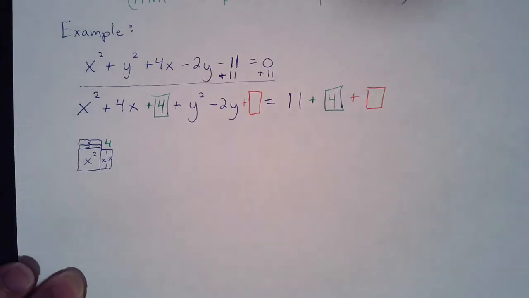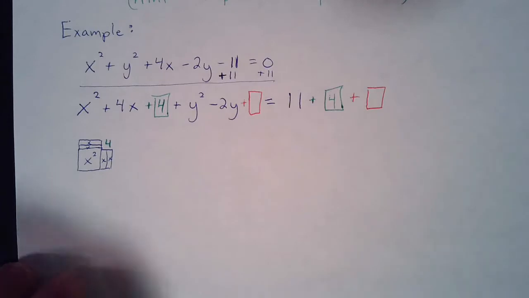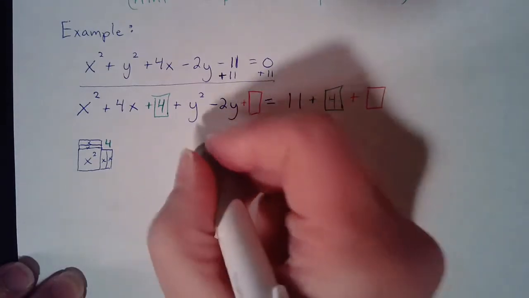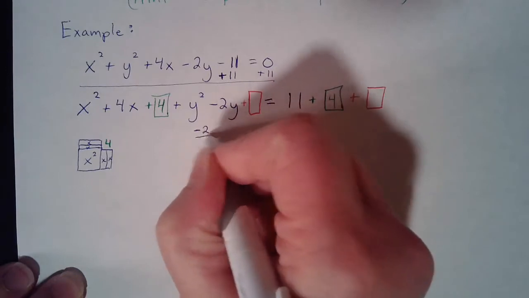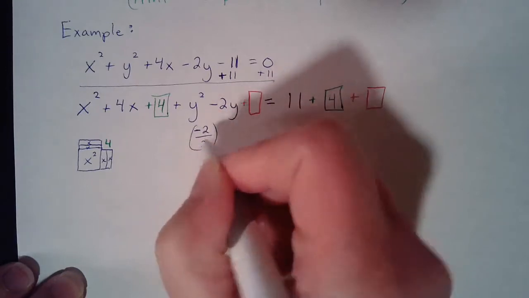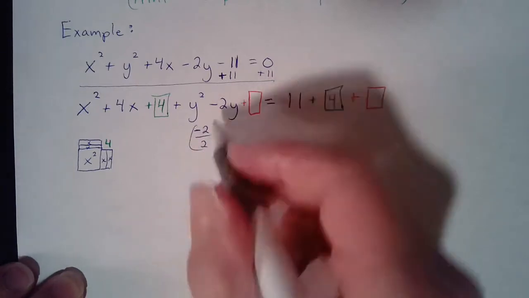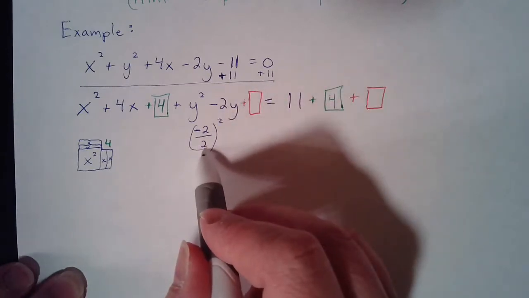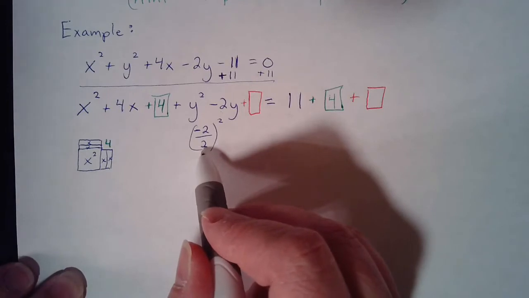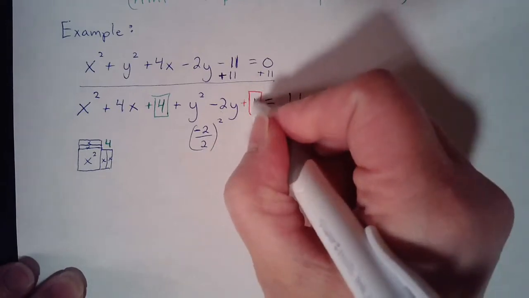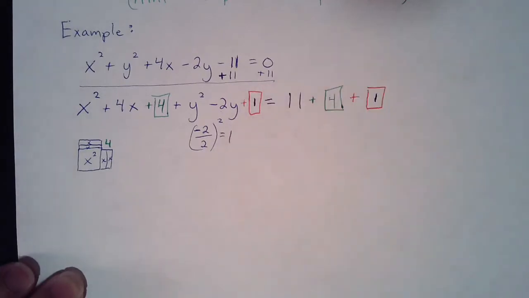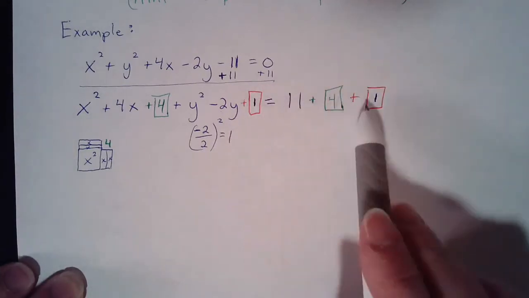You can use the algebraic method, and we're going to do this one on the y part. So you can take the b value, which is negative 2, cut that in half, so divide that by 2, and square it. So negative 2 divided by 2 is negative 1, and negative 1 squared is a positive 1. So I'm going to add a positive 1 into that spot to complete the y.